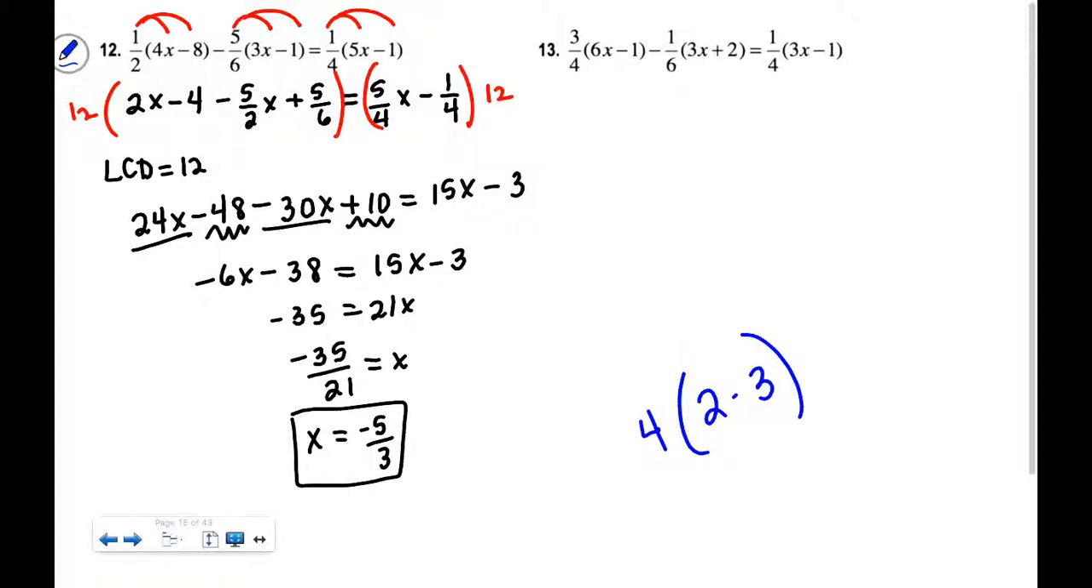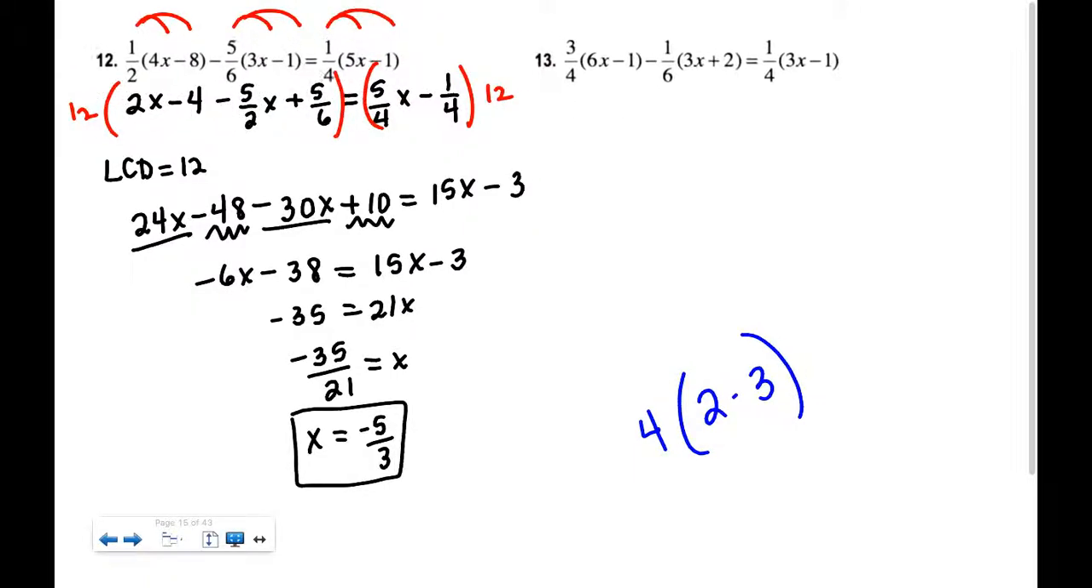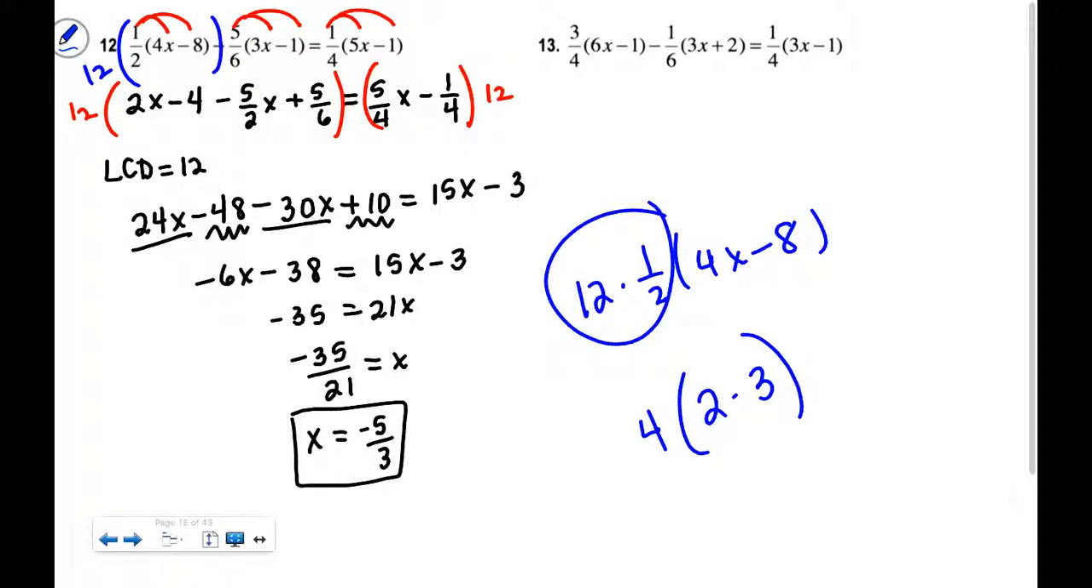So if I multiply the whole thing by, whoa, gosh, it moved. If I move the whole thing by 12 originally, then this whole term, 12 times 1/2 times 4x minus 8, I just multiply here. I don't multiply into the parentheses. Do you understand that concept? I get the 6, and then it's all times the 4x minus 8.